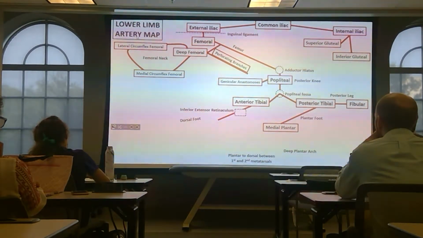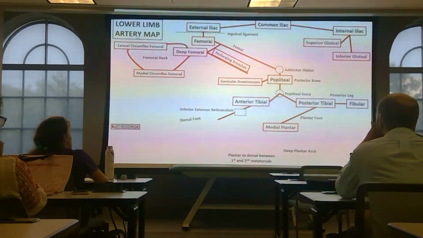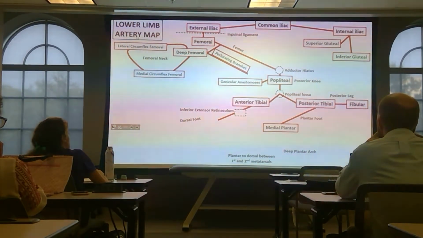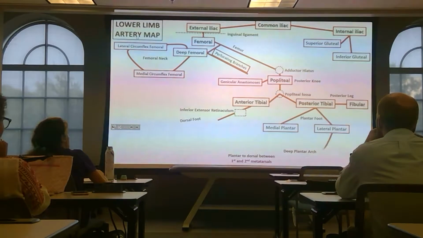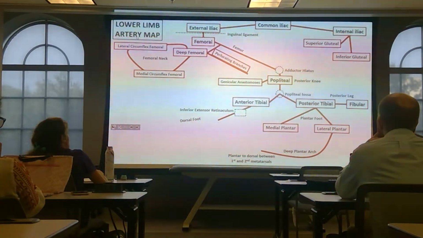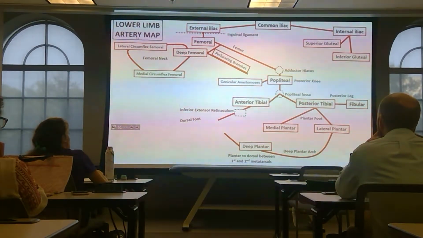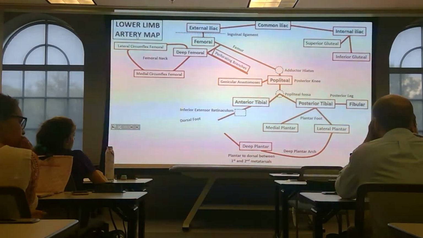So off of the posterior tibial, we have two branches. We have the medial plantar, and now we're going to the plantar, the bottom side of the foot. So we're going down the posterior leg to the bottom side of the foot. So the medial plantar and the lateral plantar. Remember, the lateral plantar is going to dive really deep, down under the deep plantar arch, and then it becomes the deep plantar. And that's the one, remember I told you, was my nemesis, where it comes from the bottom of the foot to the top of the foot.